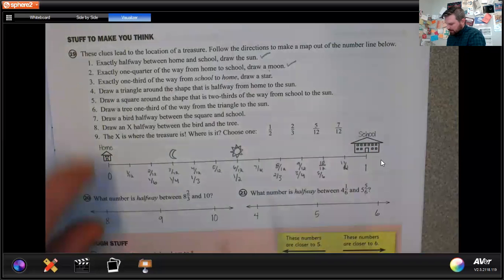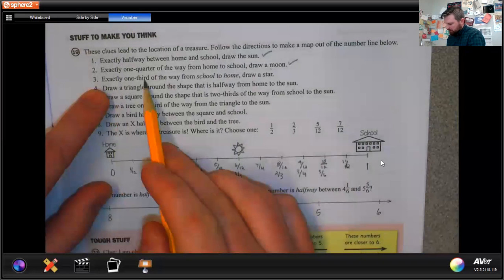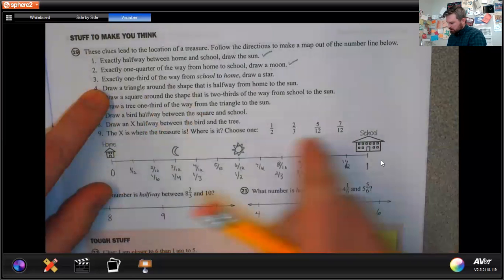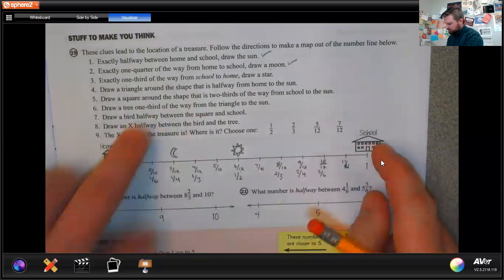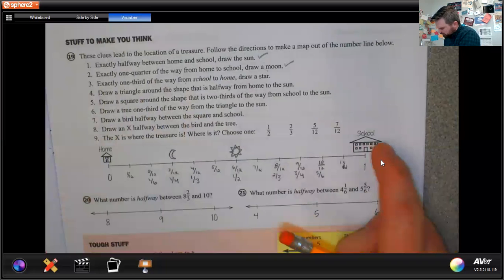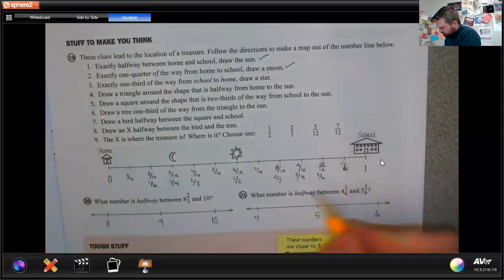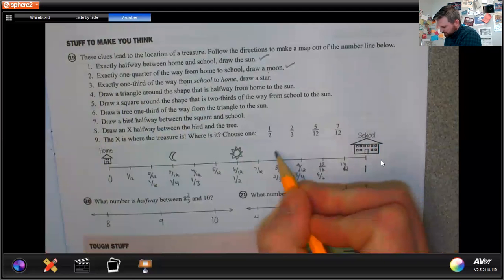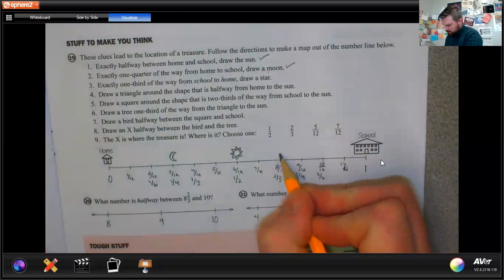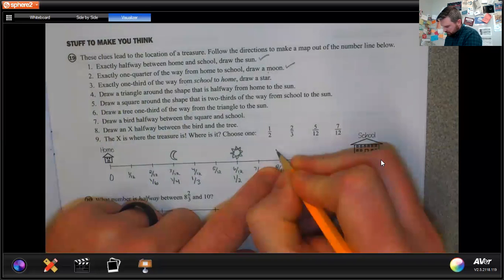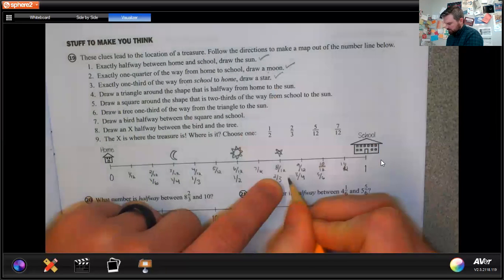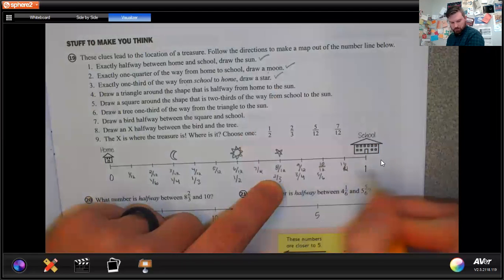Okay. Exactly 1/3 of the way from school to home. So we're going this way. Draw a star, 1/3 of the way. So we need to find one that has a 3 on the bottom. So 1/3. So this is 1/3 of this way. We're going to draw a star. Okay. 1/3, because 2/3 plus 1/3 equals 1. So we drew that star.